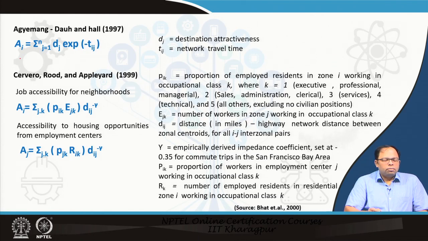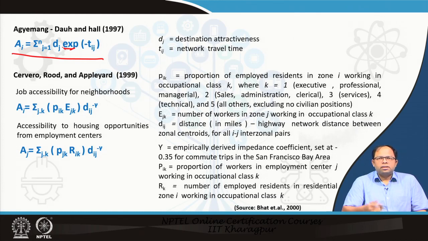Dua and Hall have measured accessibility in this particular way, where Dj is the destination attractiveness and Tij is the network travel time. So, an exponential function has come. In the previous example we were seeing the Gaussian form, we were seeing some other forms, and then we see gradually the exponential form comes into the gravity model. And then Carver, Rood and Appleyard have given the job accessibility for neighborhoods in this particular way.